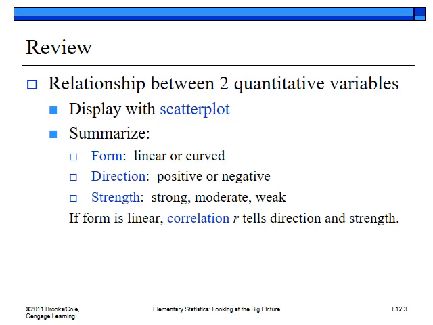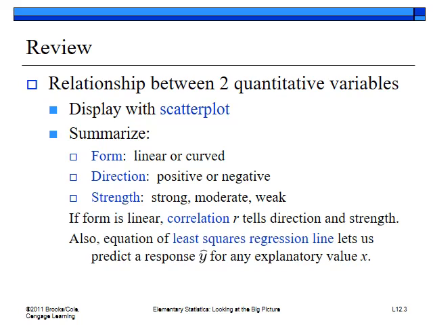If we're looking at a linear correlation, the correlation coefficient R gives us both the direction and the strength. Also, if it's linear, the equation of the regression line gives us a way to predict a y value based on a given x value.